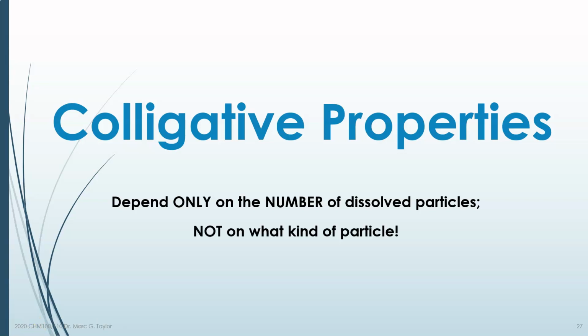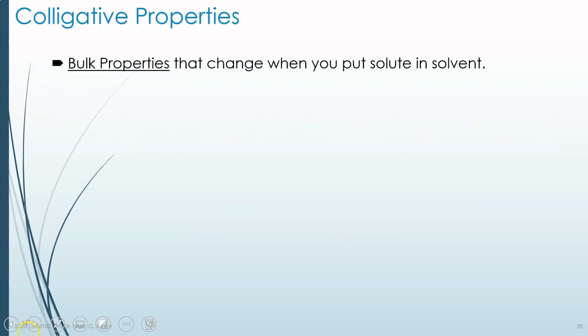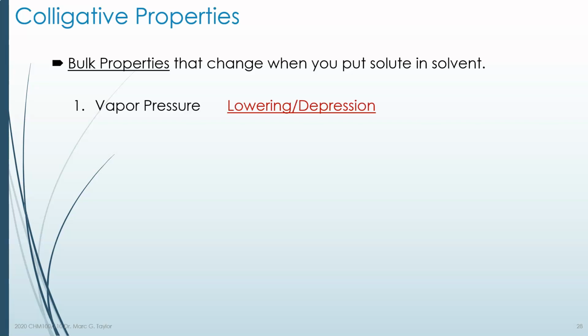Colligative properties are properties that depend only on the number of dissolved particles, that is the concentration of the solution, and not on what the particles are. In other words, it doesn't matter what solute is dissolved, it only matters how many particles of the solute are actually in solution. So they're bulk properties that change when you put solute in solvent. And there are 4 of these properties that will change that are dependent only on how much solute is dissolved in the solvent and not on what the solute is.